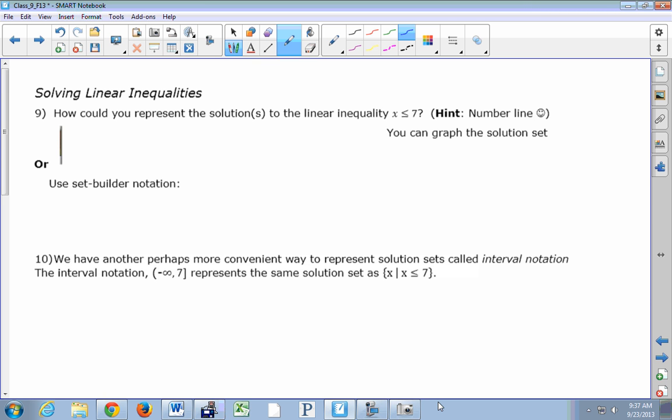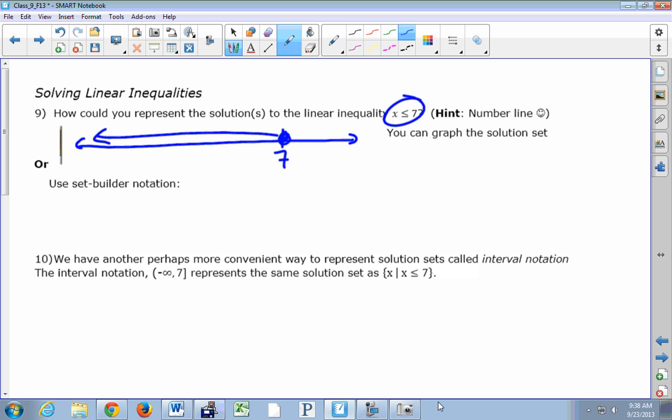Okay, so for some reason, this number line didn't come out when I changed this over. So it says, how could you represent the solution to this inequality? And I gave you a hint. You could represent it with a number line, right? So how would I write x less than or equal to 7? Someone want to tell me? Julia? I circle it and fill it in because it's included with the equal, and then what do I do? Arrow to the left. That's your solution set.